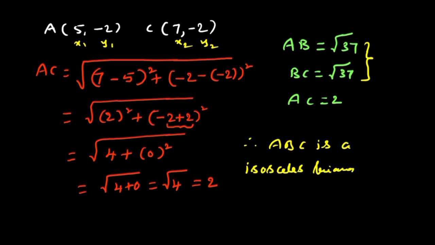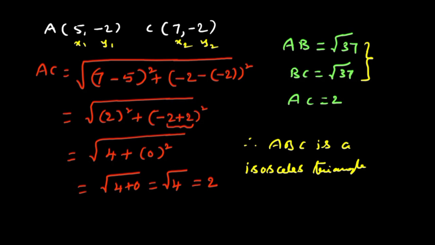In case the three sides, AB, BC and AC, are all different, then it is not an isosceles triangle, that is called a scalene triangle. If the three sides are equal, that means AB root 37, BC root 37, and AC also root 37, that is an equilateral triangle, because the three sides of the triangle are equal.